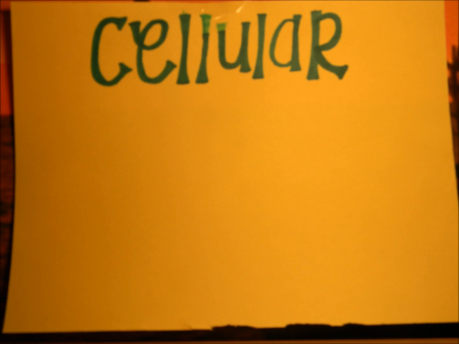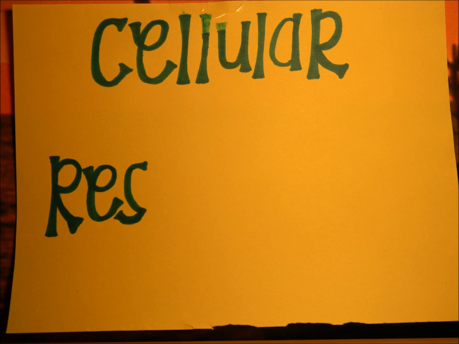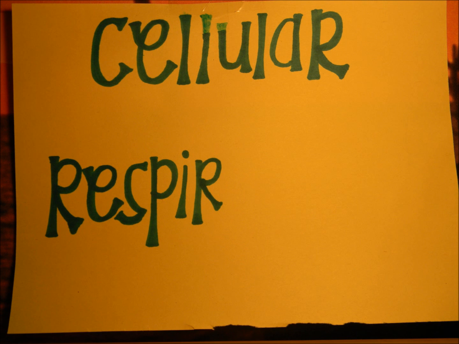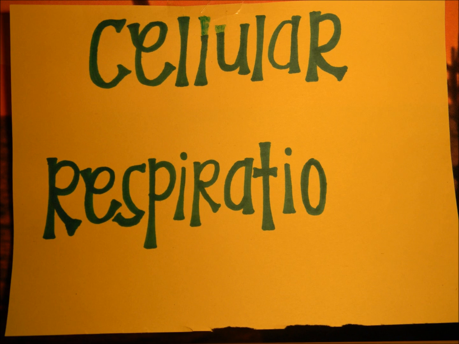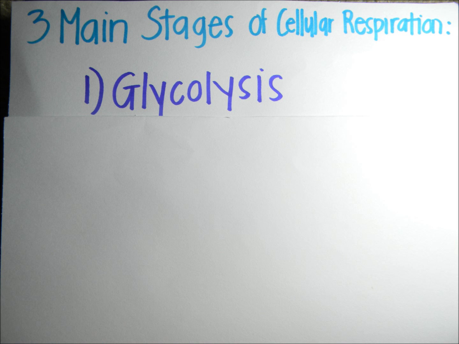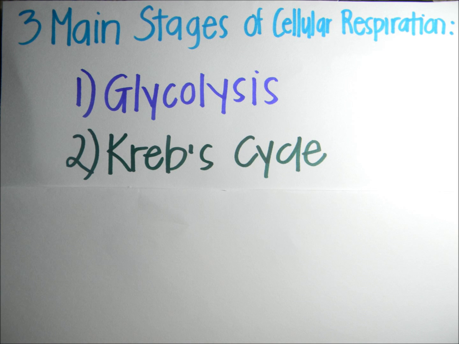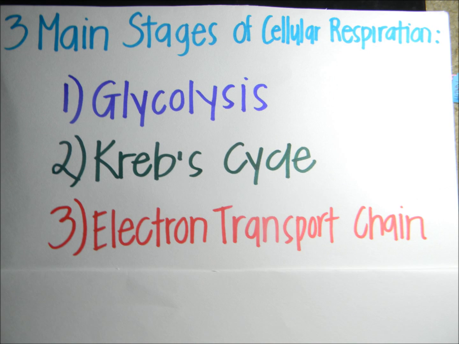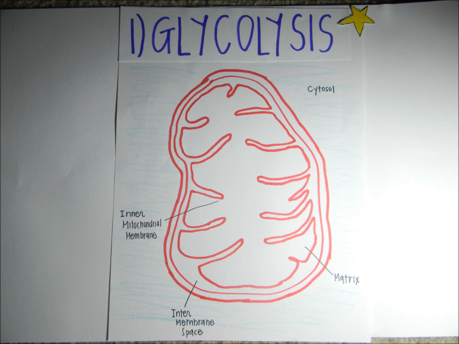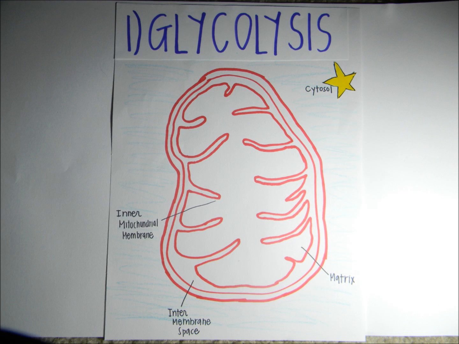Cellular respiration is an enzymatic breakdown of glucose in the presence of oxygen to produce cellular energy called adenosine triphosphate, ATP for short. The 3 main stages of cellular respiration are glycolysis, Krebs cycle, and electron transport chain. Glycolysis happens in the cytosol/cytoplasm.